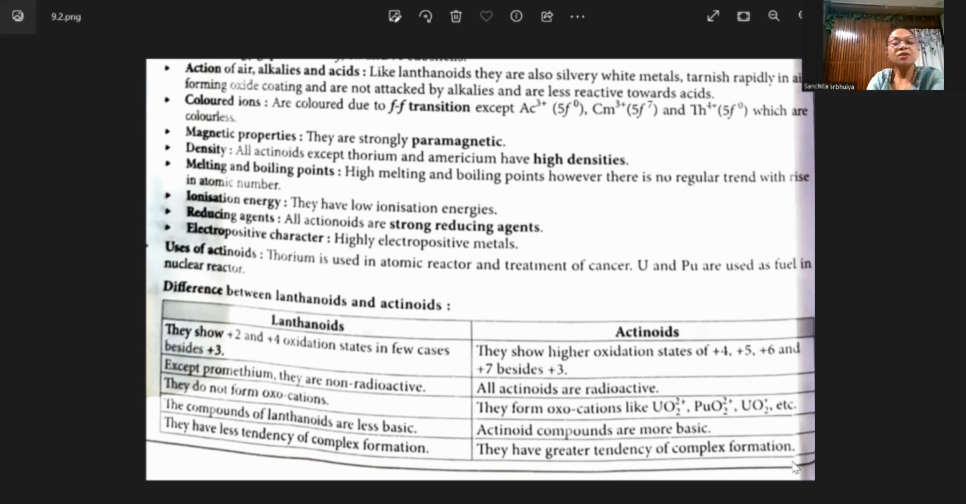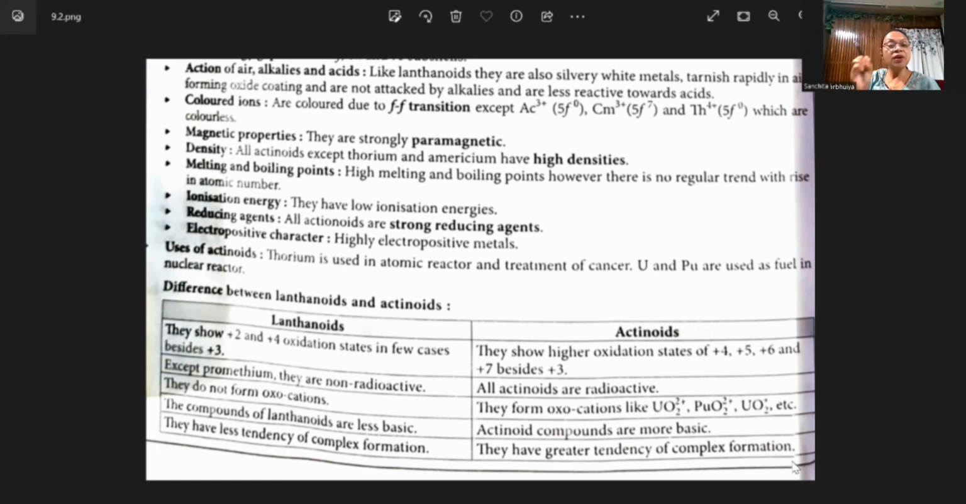Okay, so going on to the differences between the lanthanoids and the actinoids, which is a pretty common question to be asked. Lanthanoids show +4 and +2 oxidation states, along with the most common oxidation state, which is +3. In actinoids also, you have +4, +5, +6, +7, besides +3, the common oxidation state. In lanthanoids, promethium is the only one which is radioactive, and all the actinoids are radioactive.